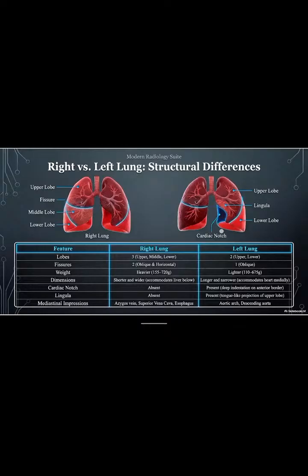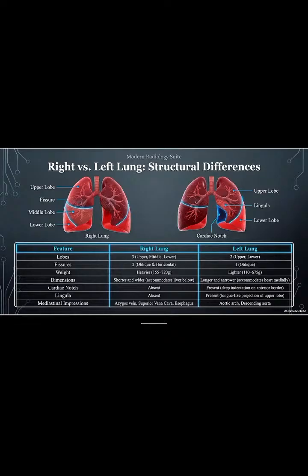So we have the cardiac notch. The cardiac notch is absent in the right lung but present in the left lung. So what is the cardiac notch? The cardiac notch is a deep indentation on the anterior border of the lung. We're talking about impressions. We said it is absent for the right lung, but it is present in the left lung.